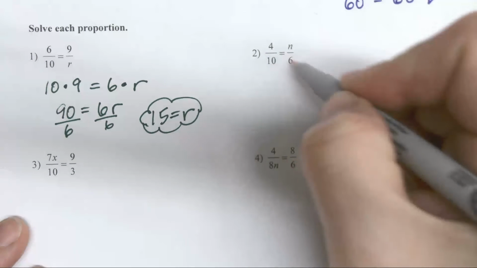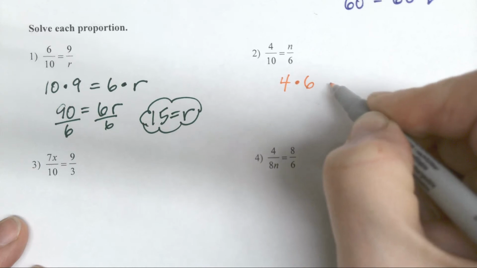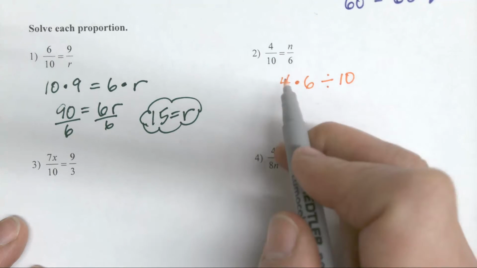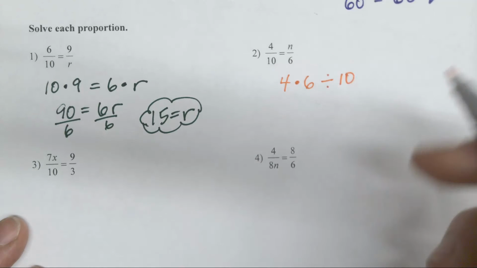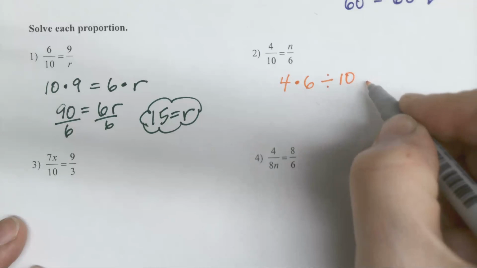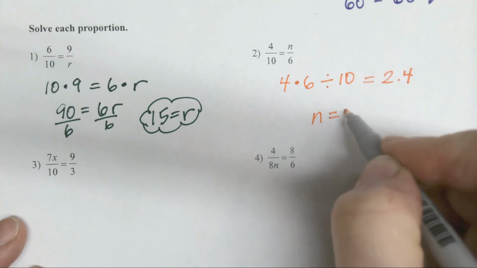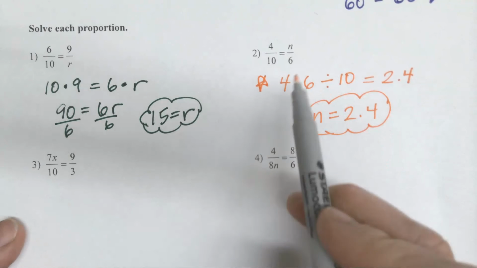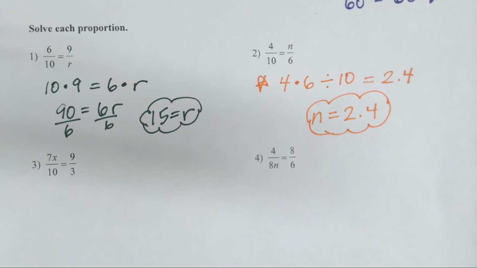So on this one, the two that are diagonal is 4 times 6. The number across from the variable is 10. So all I do is plug in my calculator, 4 times 6 divided by 10. So 4 times 6 is 24 divided by 10. I get 2.4 for my answer, so n is 2.4. Now, this shortcut can be used if the variable is freestanding. But if there's something in front of the variable, then I can't use that shortcut as easily.